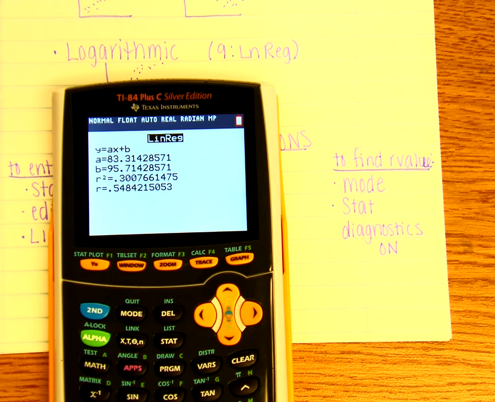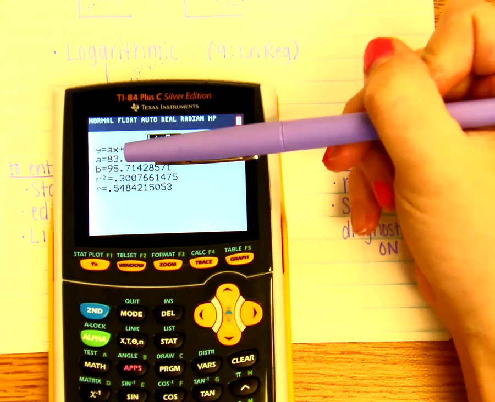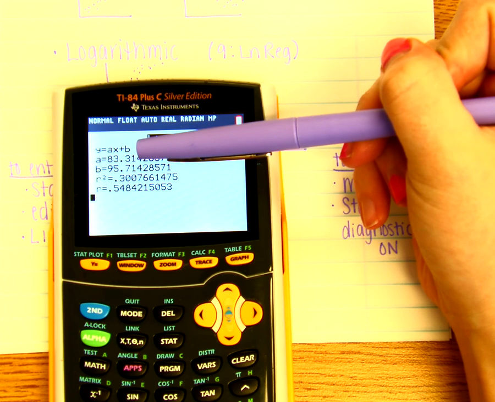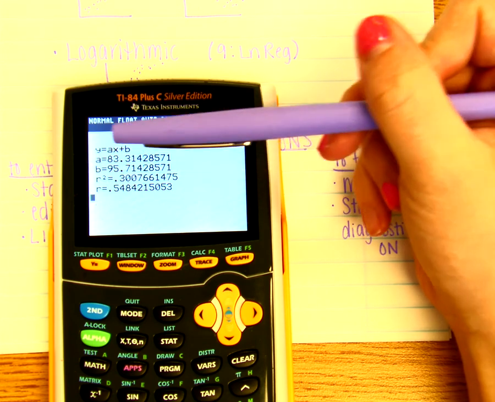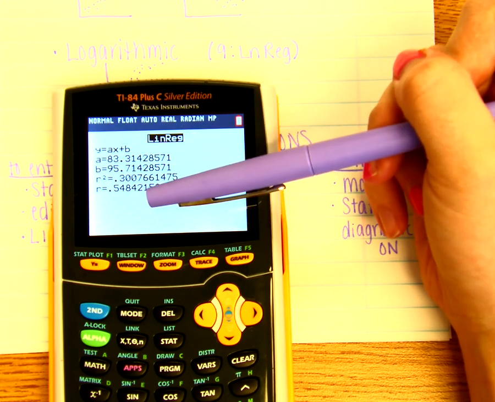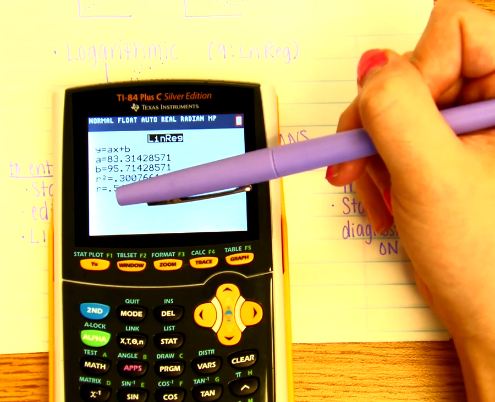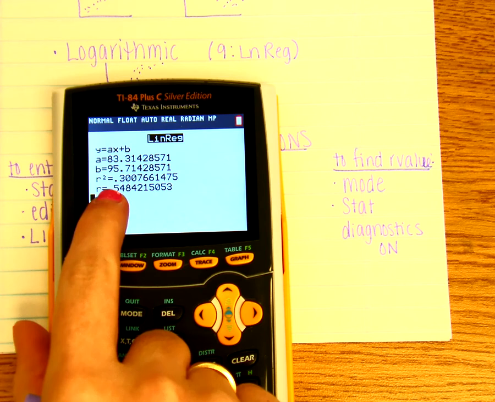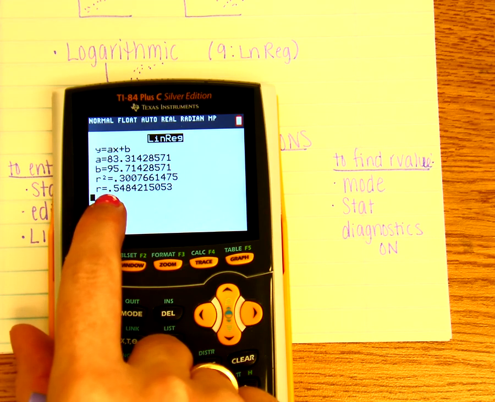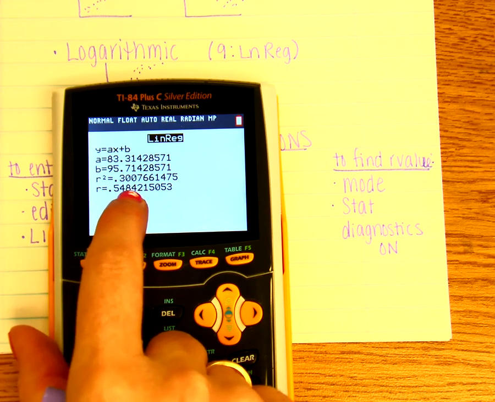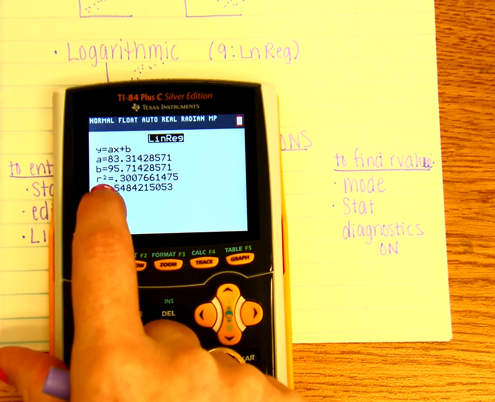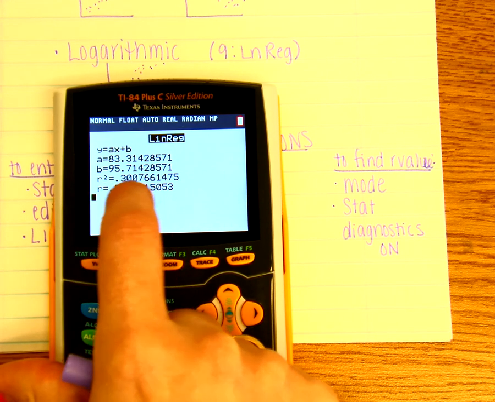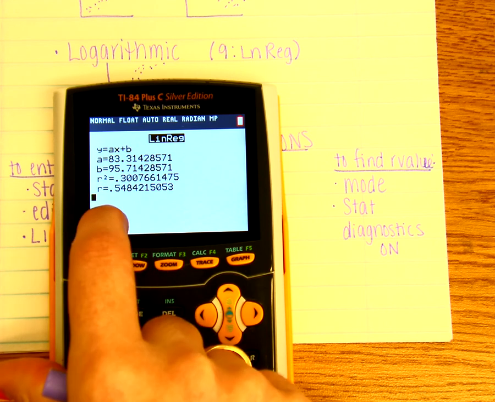And then remember, it's always going to come out into the calculator giving us the equation first, so whatever equation we should use. Then it's going to give us our A value and our B value, and so you just plug in A and B into the equation. And then we're going to take this R value. Right down here at the bottom it says R equals 0.5, and we round it to 5. That's the R value that we're going to use. This one says R squared. We never use R squared, only use R.